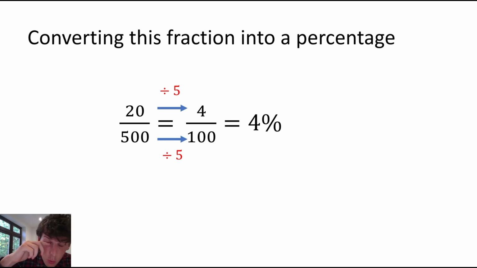To get from 500 to 100, you need to divide by 5. So whatever you do to the bottom, you have to do to the top. So 20 divided by 5 is 4. 4 over 100 as a percentage is 4%. So 20 over 500 as a percentage out of 100 is 4%.